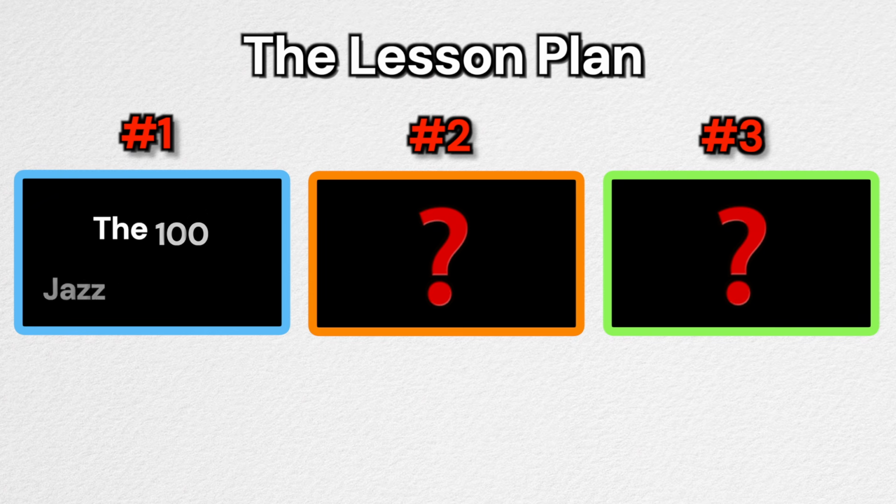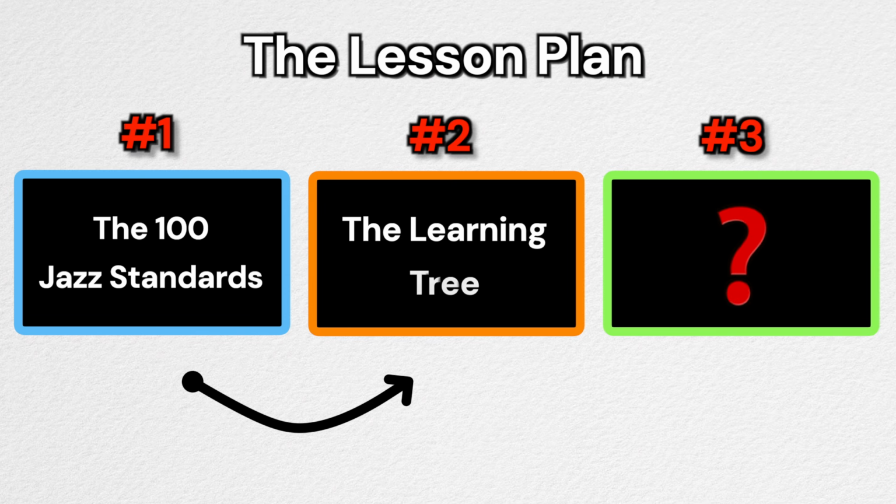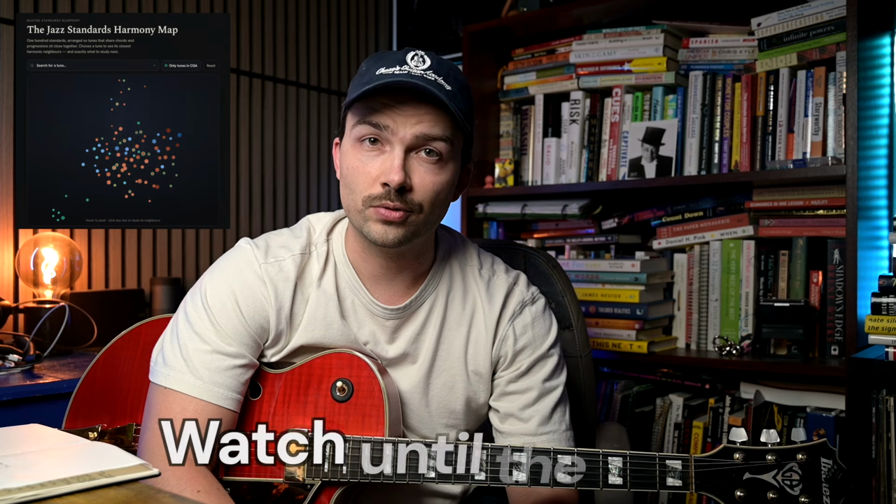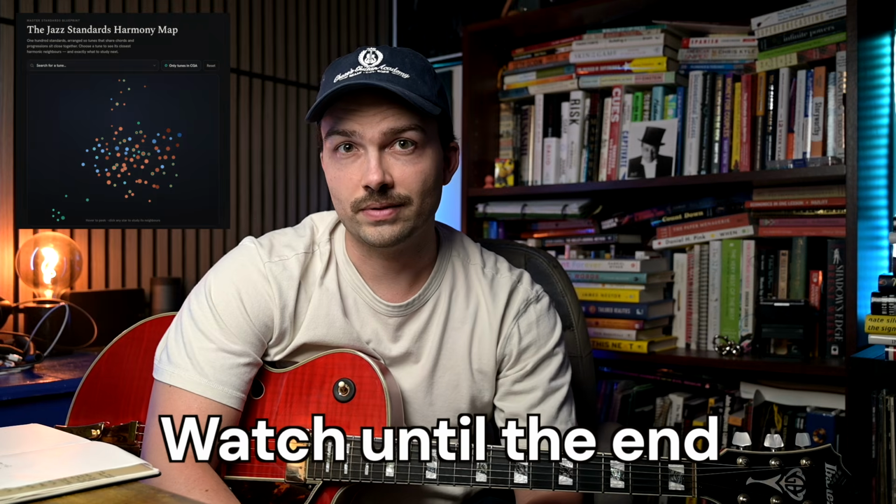So what I'll walk through for this is we'll go first through the 100 jazz standards, the jazz standard harmony map. Then I'll show you this learning tree, and then we'll go through the whole galaxy of these 1,400 tunes, so that once you have an understanding of how this works on the simpler side, you can start to use the full map. But the whole tool will be available for you for free. Just stick around to the end of the video and I'll show you where.